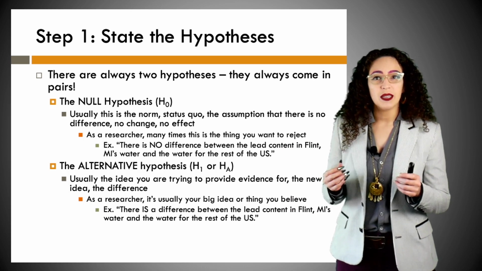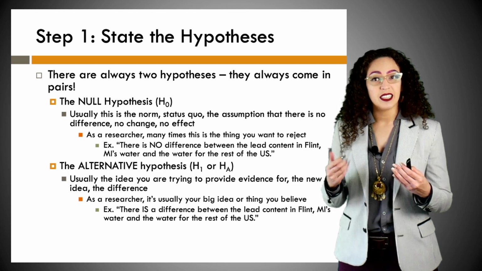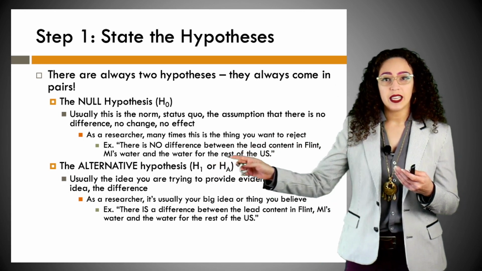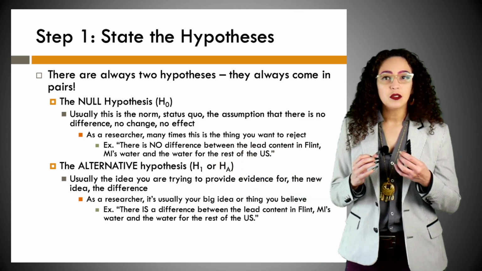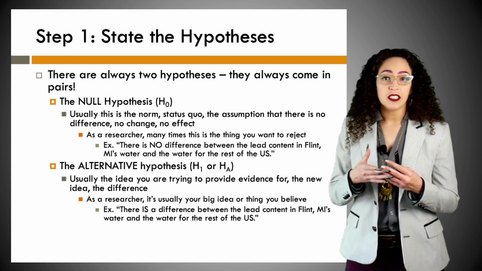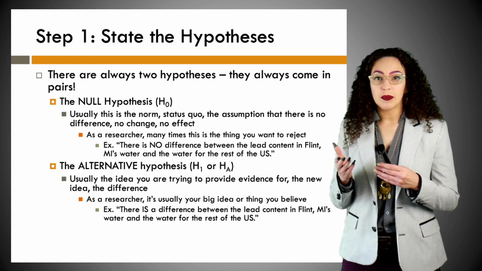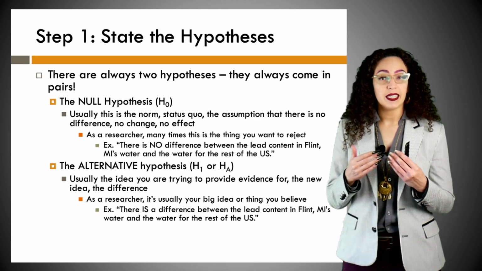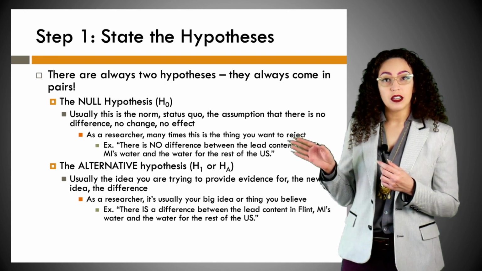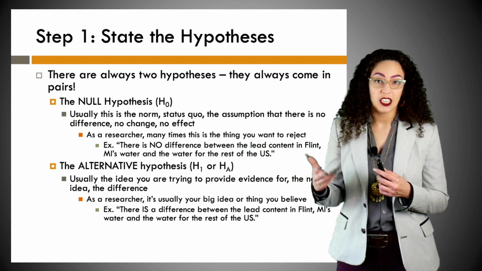So as a researcher, many times this is the thing that you want to reject. For example, there is no difference between the lead content in Flint, Michigan water and the water in the rest of the US. Conversely, the alternative hypothesis, denoted as H sub 1 or H sub A for alternative, is usually the idea that you are trying to provide evidence for, the new idea, the difference, the novel thing. As a researcher, it's usually your big idea and that thing that you kind of believe and you're trying to test. For example, there is a difference between the lead content in Flint, Michigan's water and the water for the rest of the US. So usually your null and alternative are the same statement, just different by one main word like no, not, something like that.